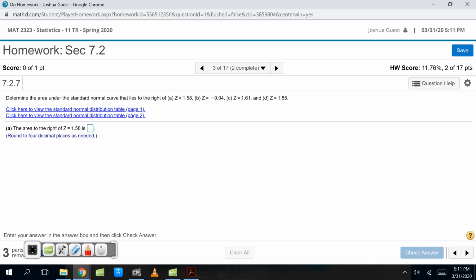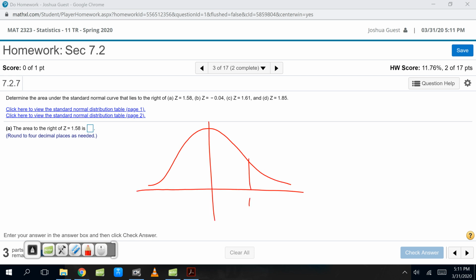Next question. Determine the area under the curve that lies to the right. So this time, what does my picture look like? I have my normal curve here, right? Got my mu in the middle, and 1.58's out here. And this time, it's this little area over here. So when I look it up on the table, I'm going to find this piece over here.